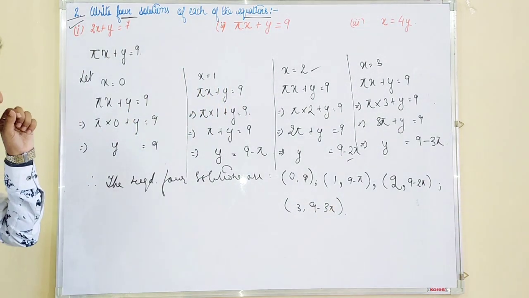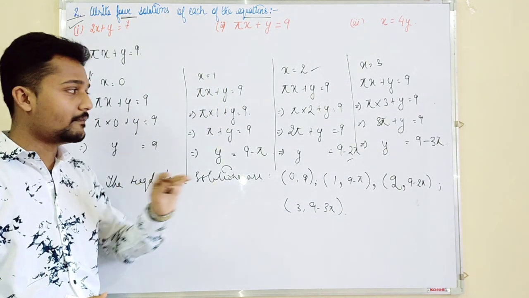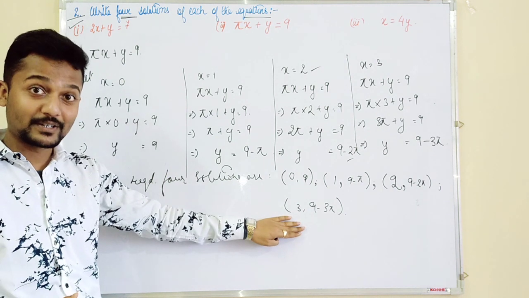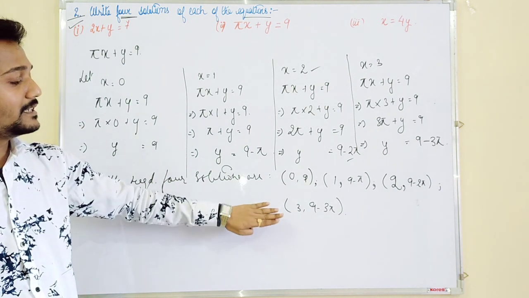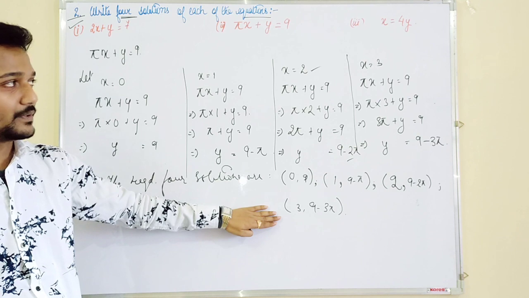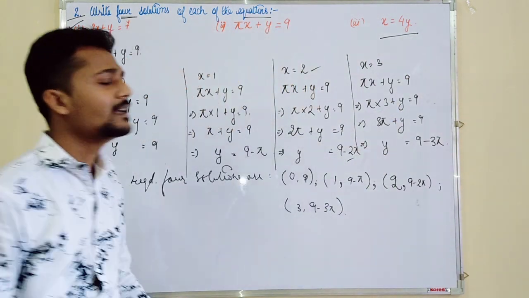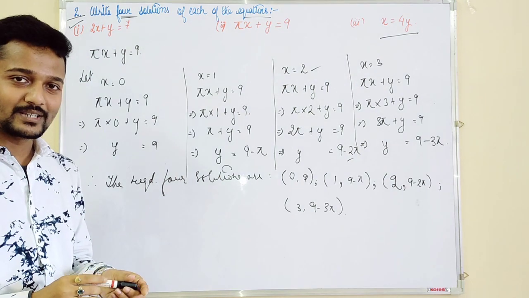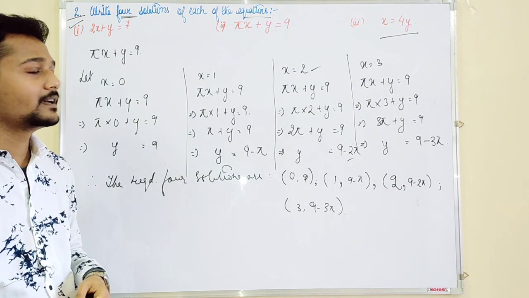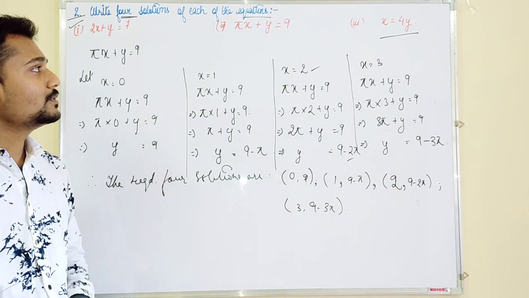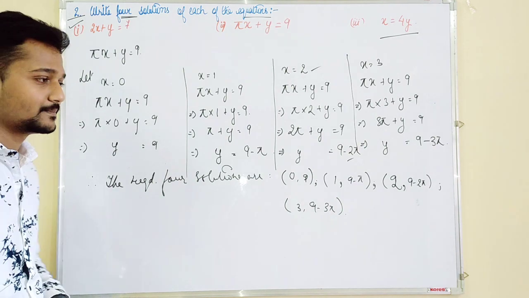I hope you have understood this particular part clearly. So this is the way you have to do it. And the last question, x is equal to 4y. I hope you can do this part by yourself. So we are going to the next part.